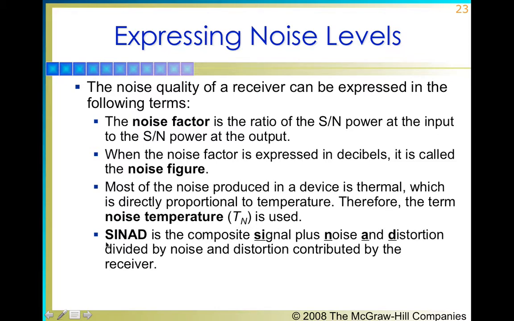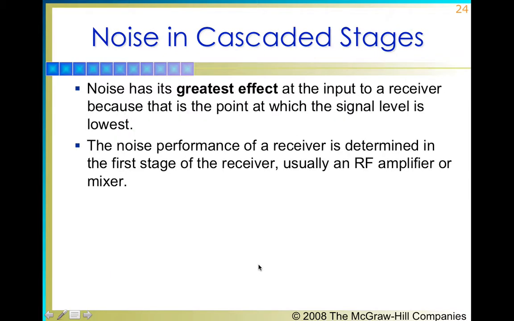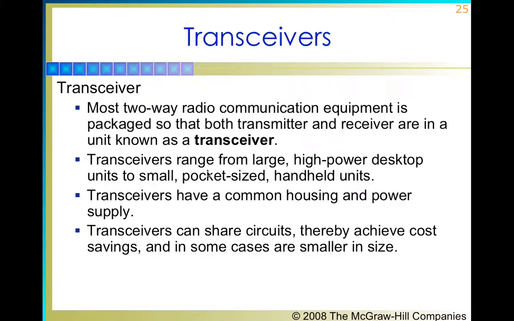We have the SINAD terminology, which is an abbreviation of the composite signal plus noise and distortion divided by noise and distortion contributed by the receiver. Noise has its greatest impact at the input of the receiver. So, the performance of the receiver is usually determined in the first stage of the receiver, which is usually the RF stage or the mixer.